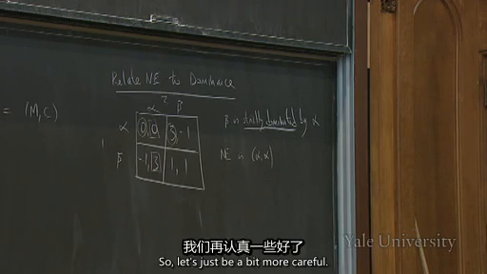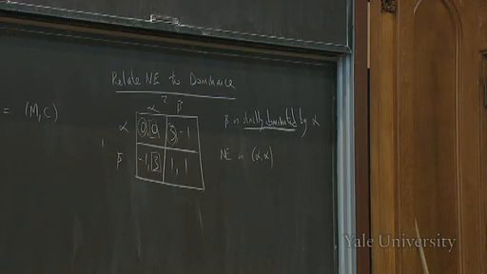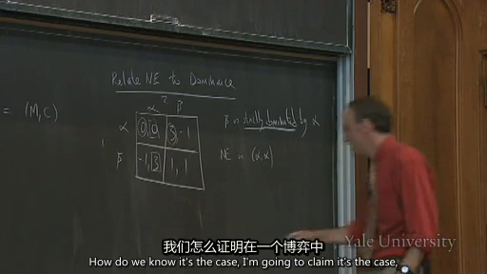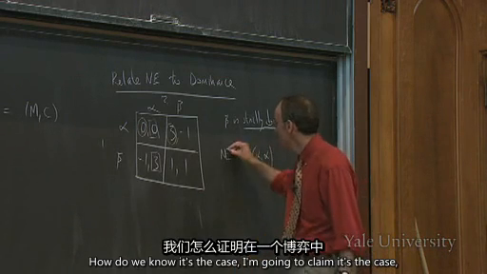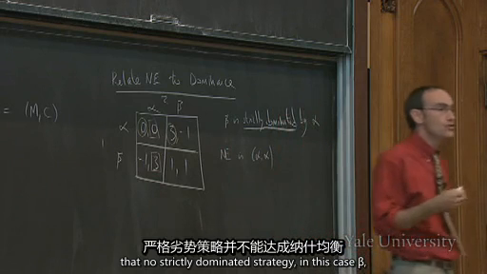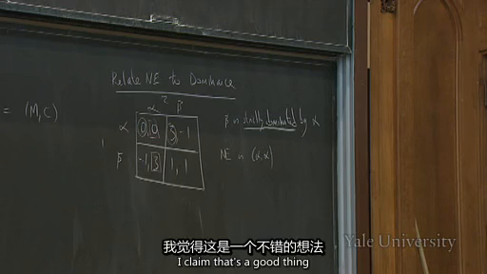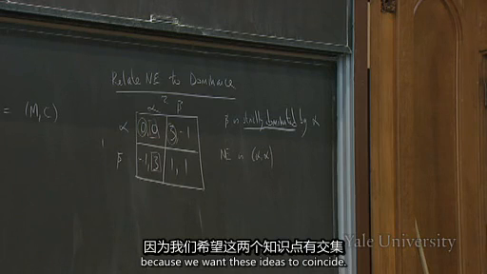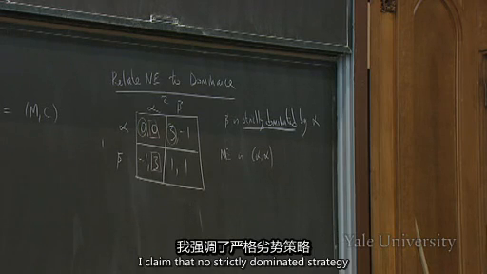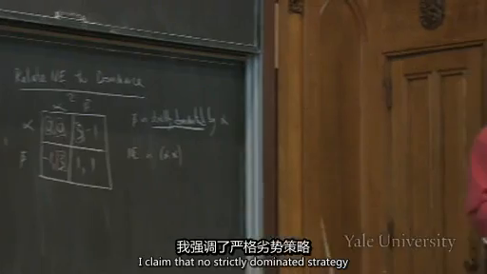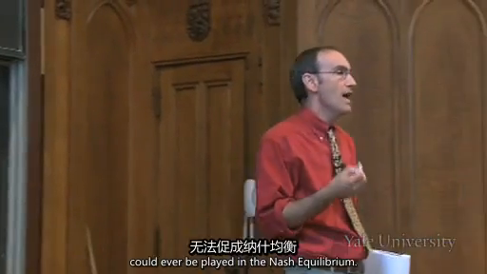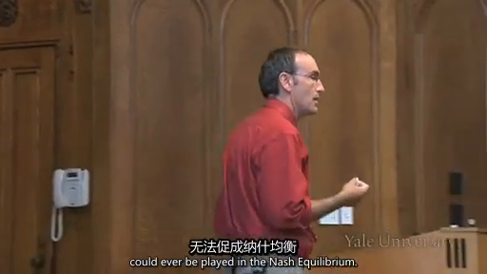All right, so let's just be a bit more careful. How do we know it's the case? So I'm going to claim that no strictly dominated strategy, in this case beta, could ever be played in a Nash equilibrium. So I claim that's a good thing, right? Because we want these ideas to coincide. I claim that no strictly dominated strategy could ever be played in a Nash equilibrium.